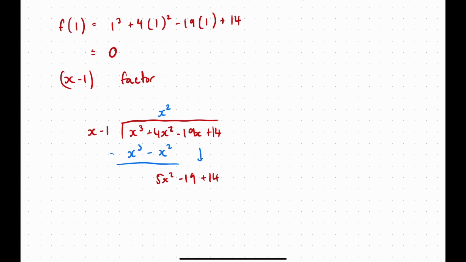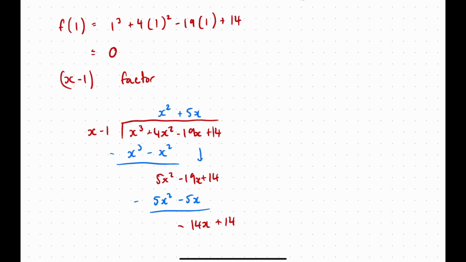How do I get rid of 5x squared? What do I need to multiply x by? I need to multiply it by 5x, giving me 5x squared minus 5x. Take that all away, leaving me with minus 19x minus 5x is minus 14x plus 14.